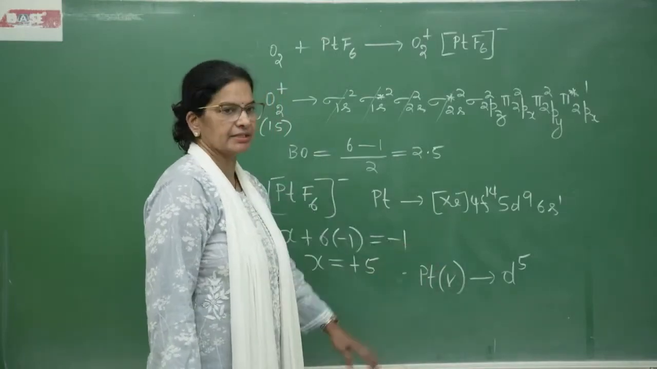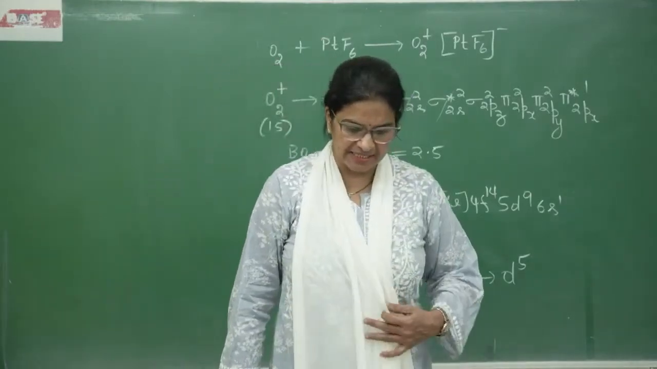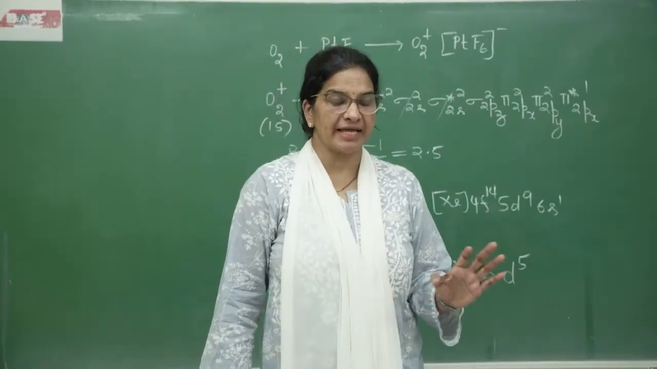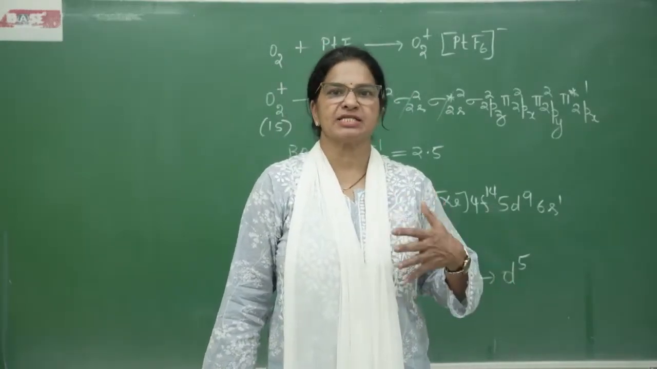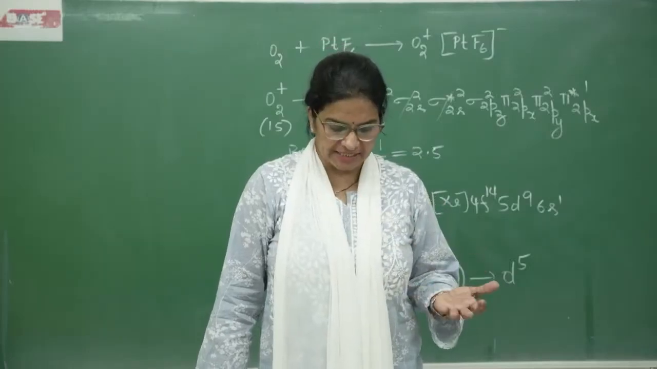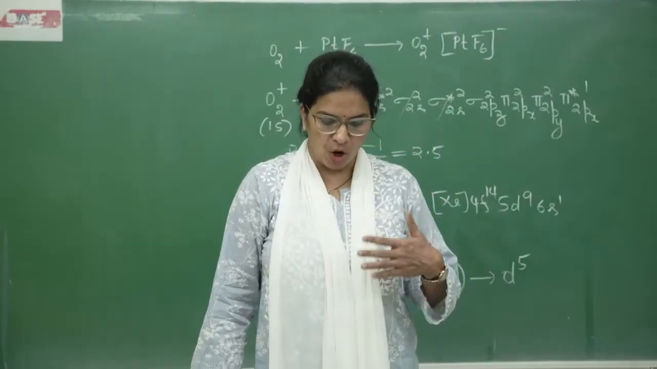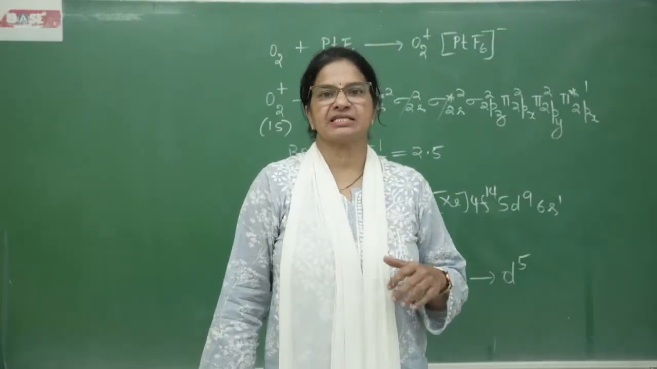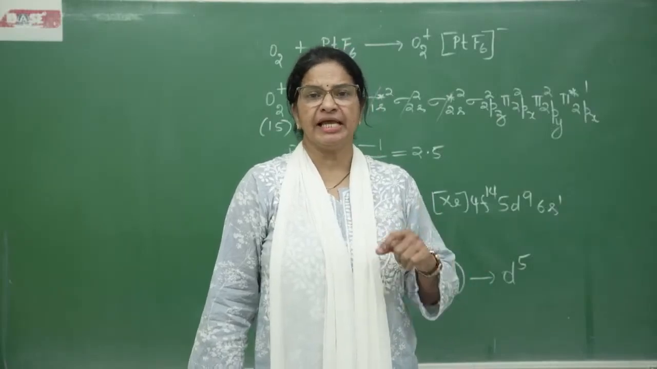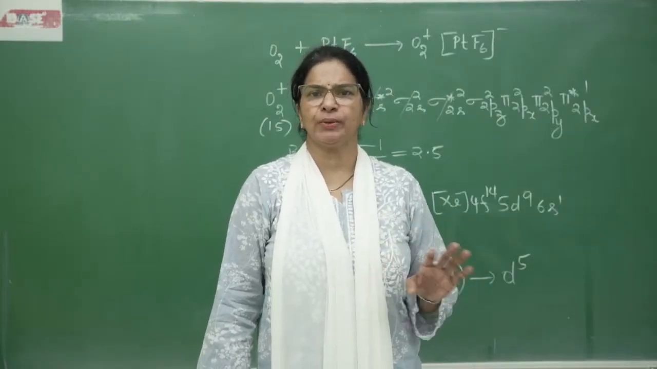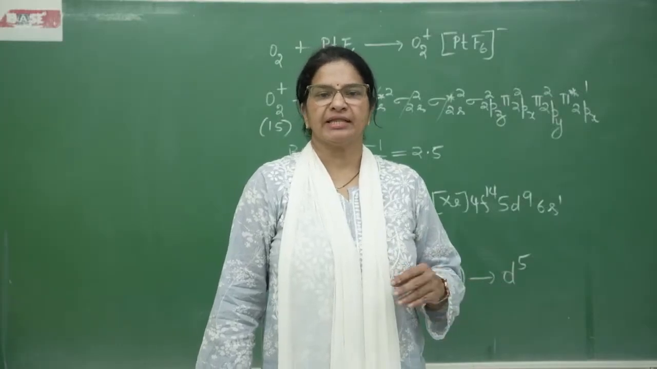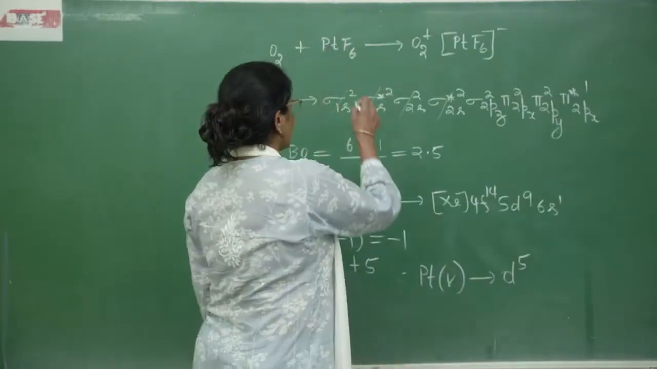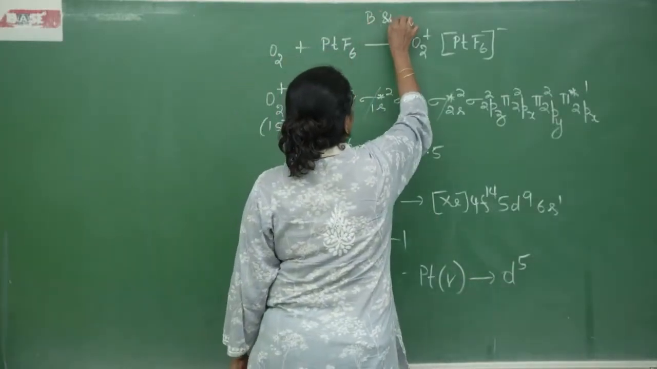Option B is correct. Option C says that PtF6 acts as an oxidizing agent. That is correct, because it oxidizes the oxygen molecule. So option C is correct. Option D, PtF6 acts as a fluorinating agent. In this particular reaction, it is not donating any fluoride ion, so it is not a fluorinating agent. Therefore, the correct answer for this question is B and C.